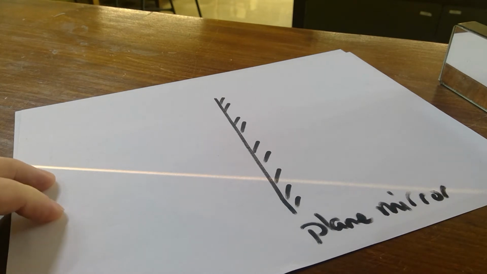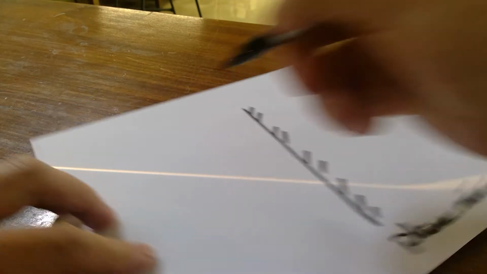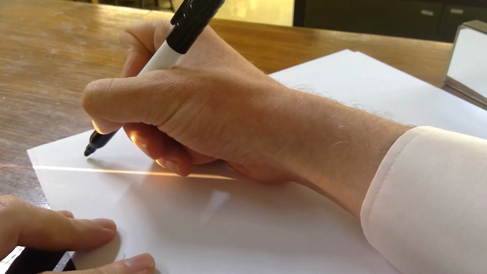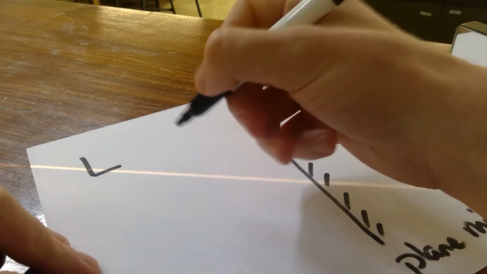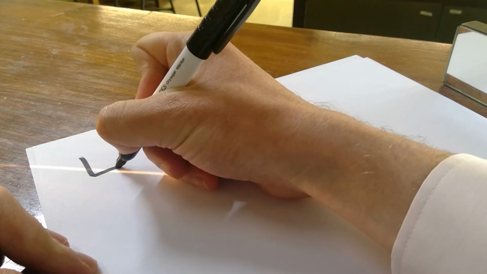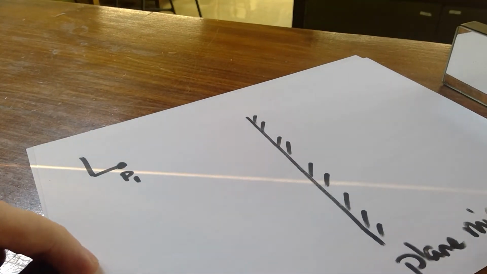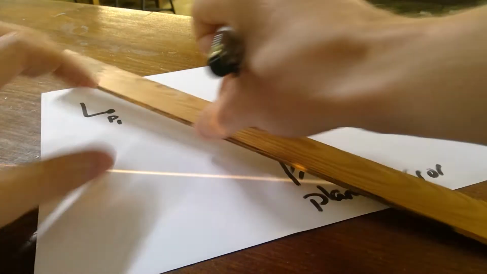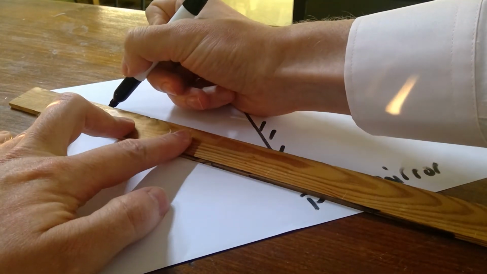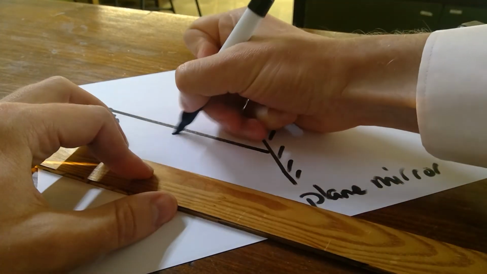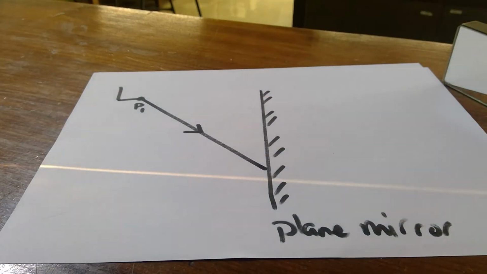And then we'll draw our object that is going to get reflected over here, and I usually do the letter L because it has 3 points that we can work with. The first point we're going to work with is point 1 here. Okay, and what we do is we use a ruler and we just draw a ray coming from point 1 to the mirror, anywhere on the mirror, it doesn't really matter, like so.